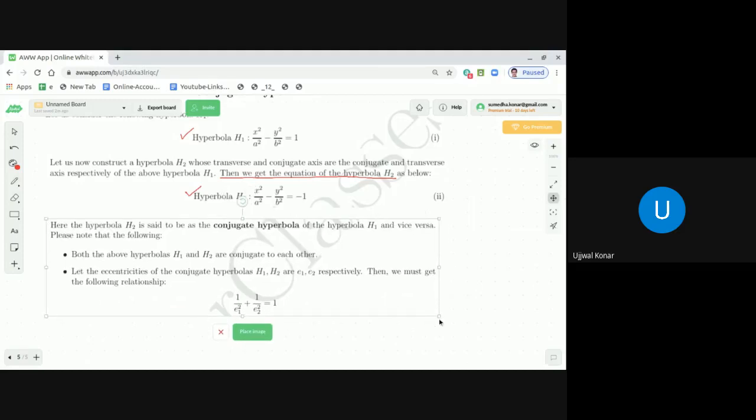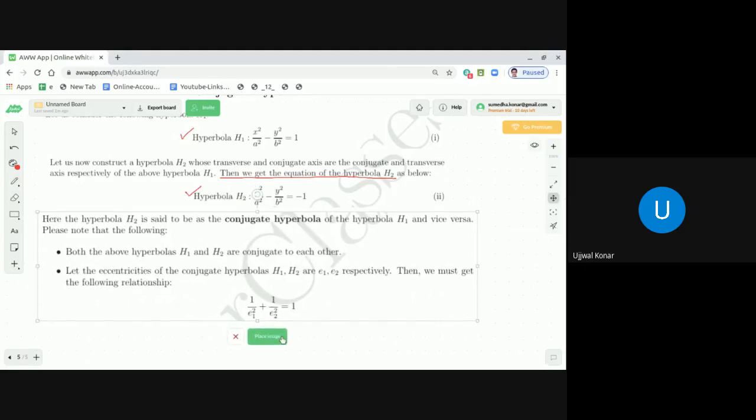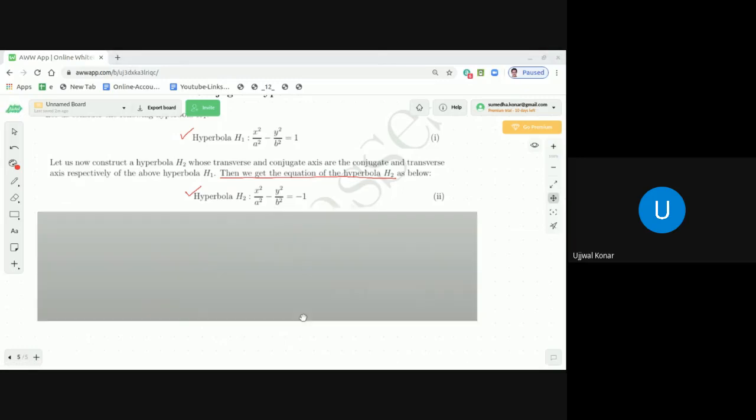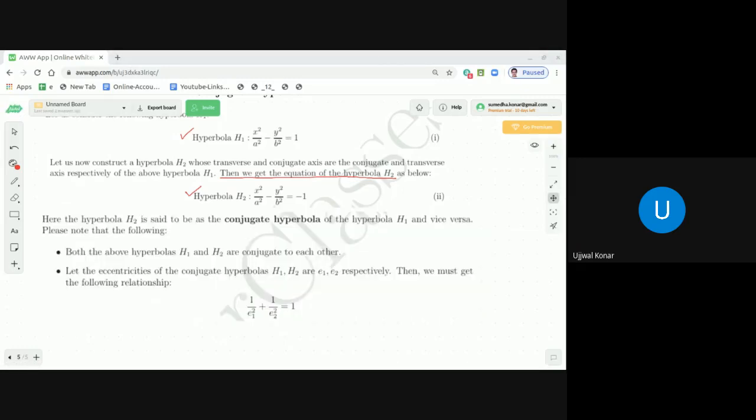Now, 2 points here we need to note down. The first one, dear students, is that both the above hyperbolas H1 and H2 are conjugate to each other. That I already said. And the second point is that, let the eccentricities of these hyperbolas H1 and H2 be E1 and E2 respectively. Then we must get the following relationship: 1 by E1 square plus 1 by E2 square is equal to 1. That is a very important relationship in the conjugate hyperbola. Correct, dear students? I hope you got a very clear idea about the conjugate hyperbola.